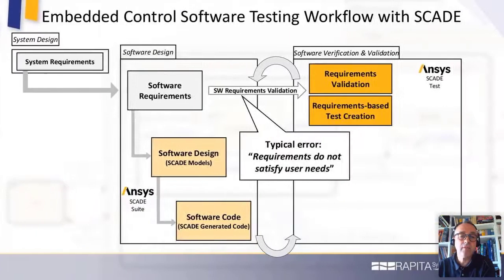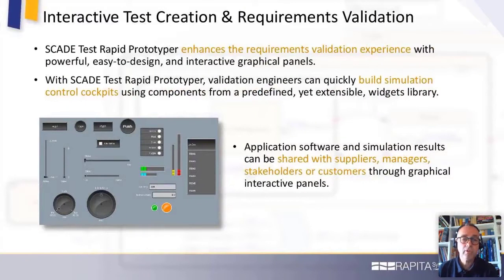Let's focus now on one typical error at requirement level. So what we can do together with SCADE Test, for instance, in order to reduce the number of errors at requirements level, what we propose is a tool, the SCADE Test Rapid Prototyper, that enables the possibility to exercise and to work with an early prototype.